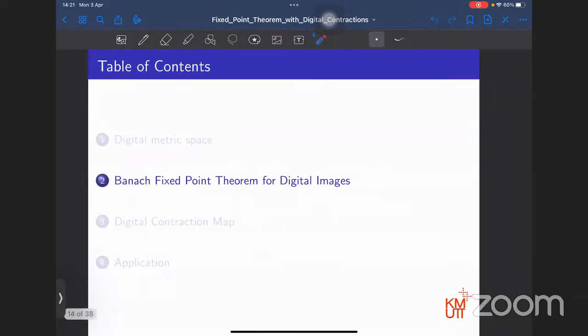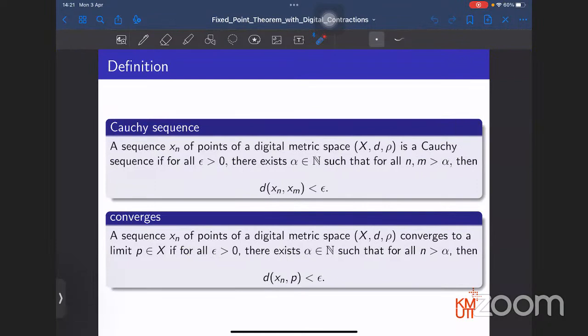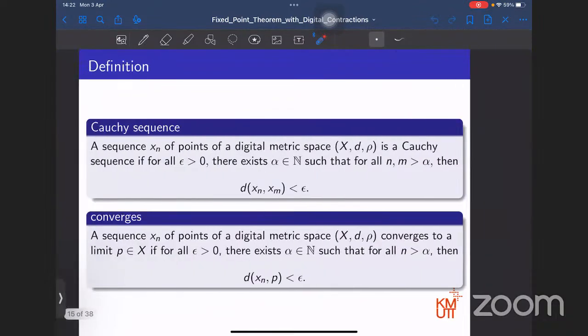Okay, the next part, I think some definitions are well known, like a Cauchy sequence. A sequence xn is Cauchy if for all epsilon greater than 0, the distance between xn and xm is less than epsilon for every n and m greater than some alpha, and it converges to p if for all epsilon greater than 0, the distance between xn and p is less than epsilon for all n greater than alpha.